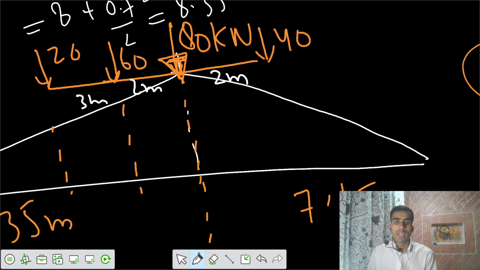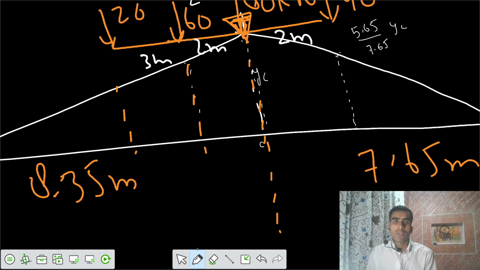Can you tell me what is the ordinate here? I would say we have some value of YC at the critical section C, and here the ordinate would be equal to 5.65 divided by 7.65 into YC, and from this side we have the length of 8.35. So this ordinate would be equal to 6.35 divided by 8.35 of YC, and similarly this one, 6.35 minus 3, that is 3.35 YC divided by 8.35.